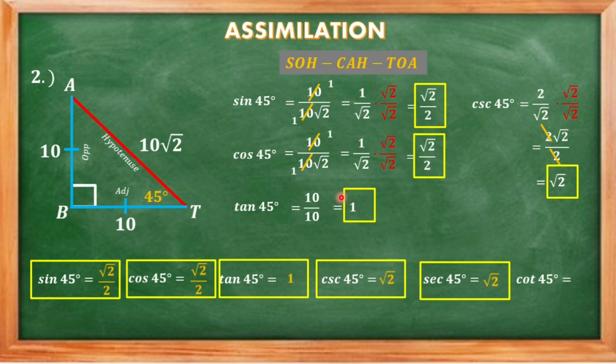Okay, so last, yung reciprocal naman. So last, for cotangent 45 degrees naman, ang reciprocal naman ni cotangent 45 degrees ay si tangent 45 degrees. So, ang reciprocal ng 1 ay 1 pa rin. So, yun yung value naman ng cotangent 45.